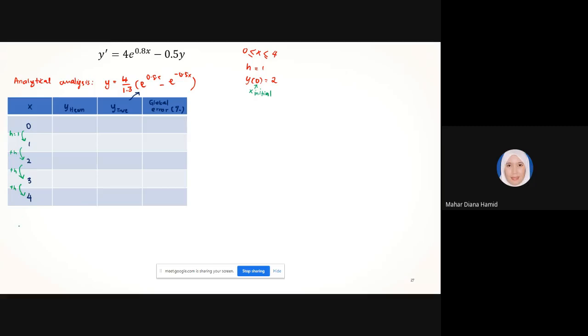The first one we're going to do is to fill this table. Since it's already been mentioned that for x equals 0, y would be equal to 2, we're going to add that value into the table, so this would be 2. And if you substitute the value of 0 into this equation, I presume you will also get 2.